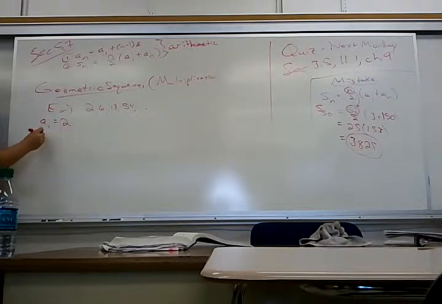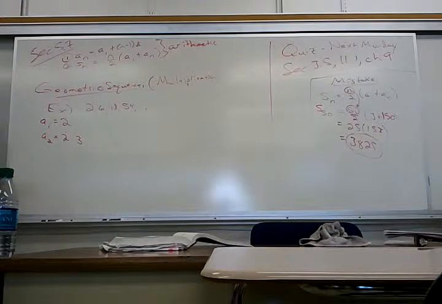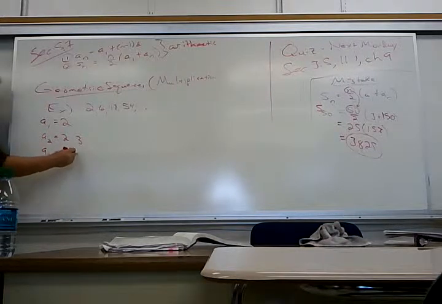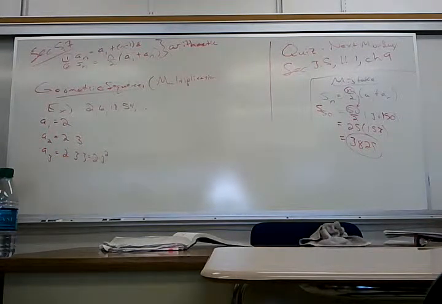A1 is 2. How do you get to A2? You take 2 times 3, right? That's how you get to 6. So it's the same idea of stepping. How do I get to A3? I take 2 times 3 times another 3. So 2 times 3 to the second power. And this, of course, is an understood first power there.